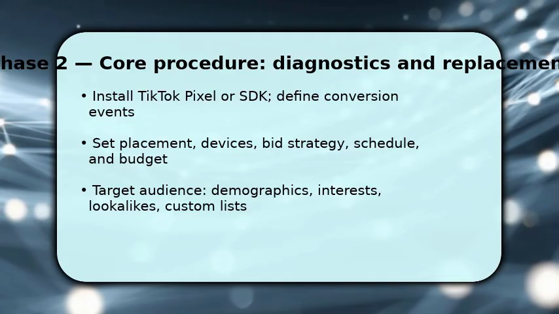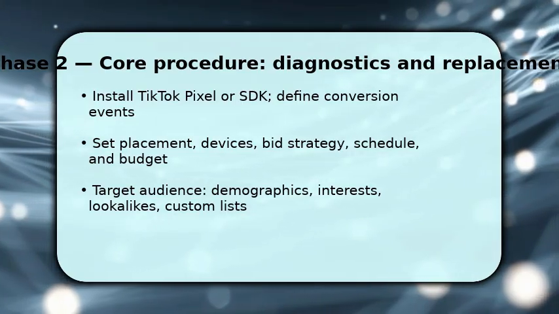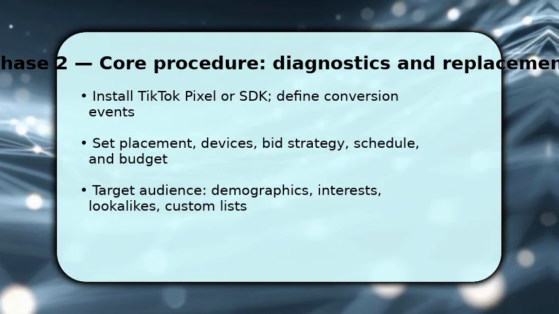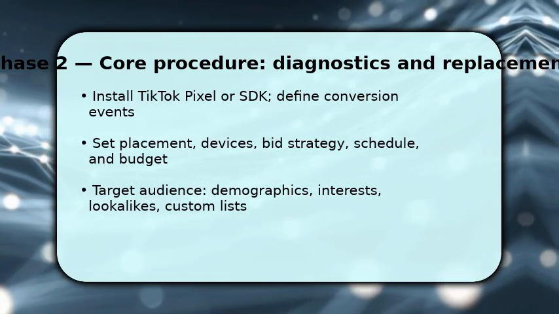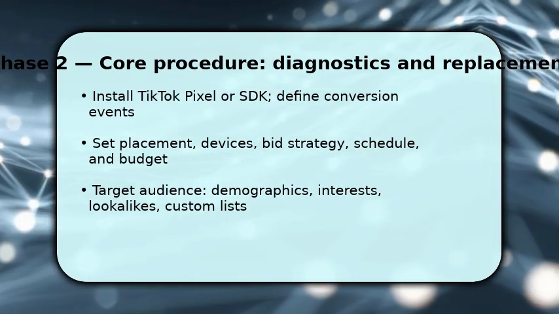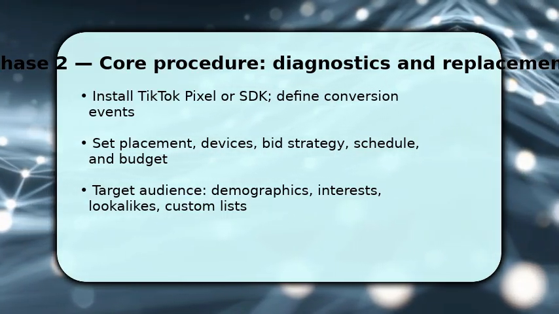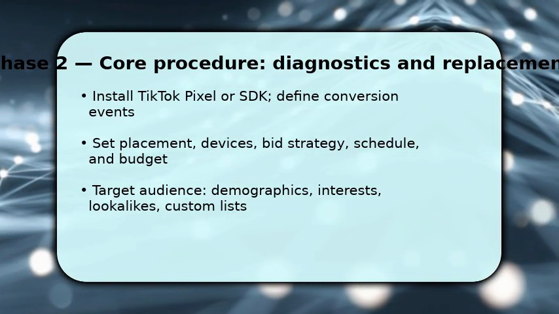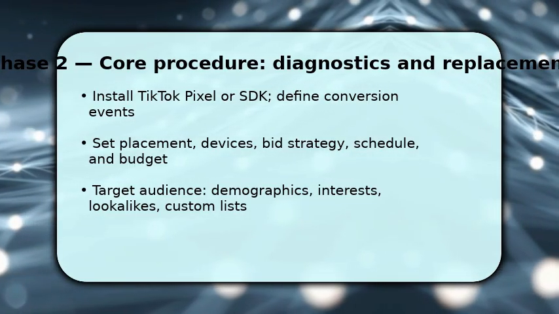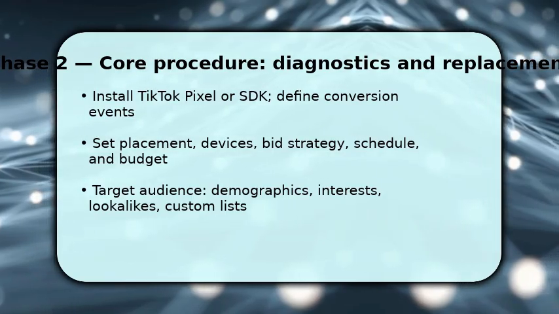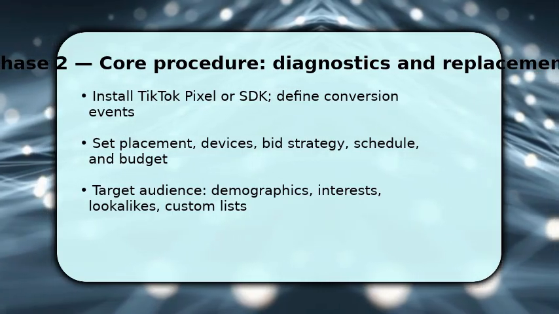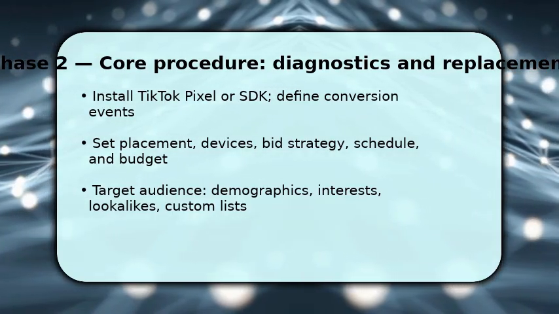You'll now build an ad group inside your campaign, and this is where targeting and delivery live. First, install the TikTok Pixel or SDK and define the conversion event so optimization has data to learn from. Then choose placements and devices, set schedule and budget for the ad group, and pick a bid strategy, lowest cost or target cost, depending on your goals. Finally, layer audience settings: demographics, interests, or lookalike and custom lists. This makes sure your creative reaches the right people.